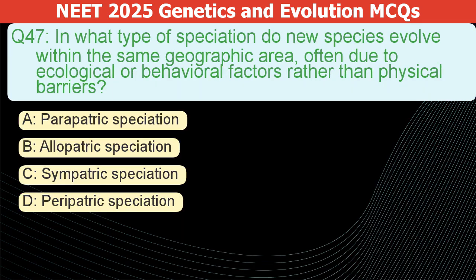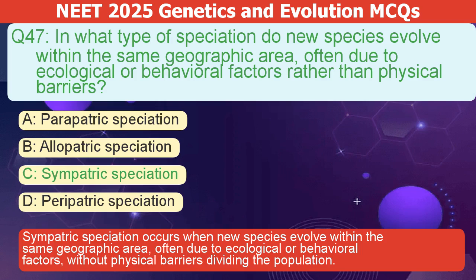In what type of speciation do new species evolve within the same geographic area, often due to ecological or behavioral factors rather than physical barriers? A. Parapatric speciation. B. Allopatric speciation. C. Sympatric speciation. D. Peripatric speciation. The correct answer is C. Sympatric speciation occurs when new species evolve within the same geographic area, often due to ecological or behavioral factors, without physical barriers dividing the population.